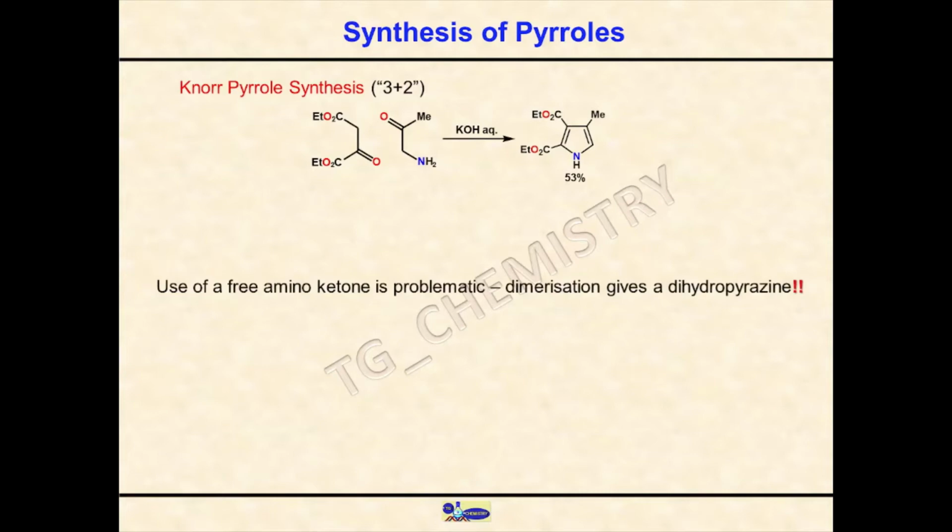Now here the use of a free amino ketone is found to be problematic because the dimerization gives the dihydropyrazine as a major product in some cases, which follows the reaction like that. So the dihydropyrazine can be a major side product in many cases. Now what is the option to overcome the problem? Either we have to protect the amine, and we have to activate the methylene group of the succinate compound that we use. Therefore the reaction is faster than the dimerization process.